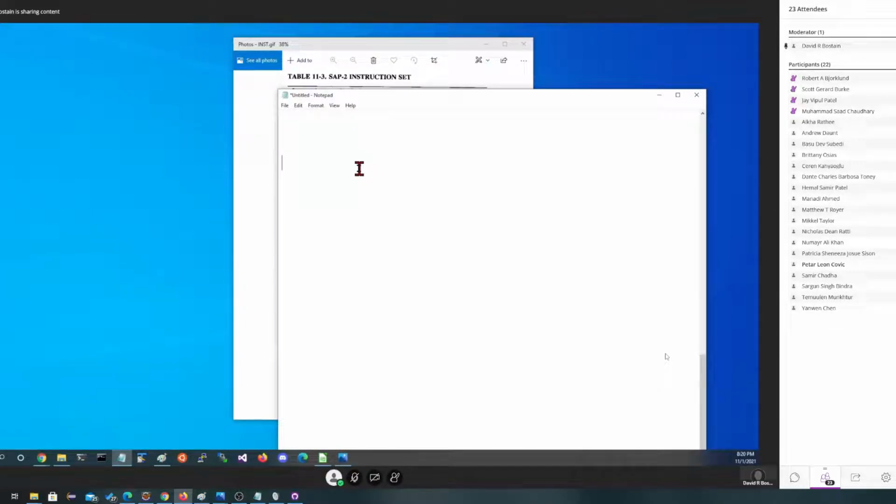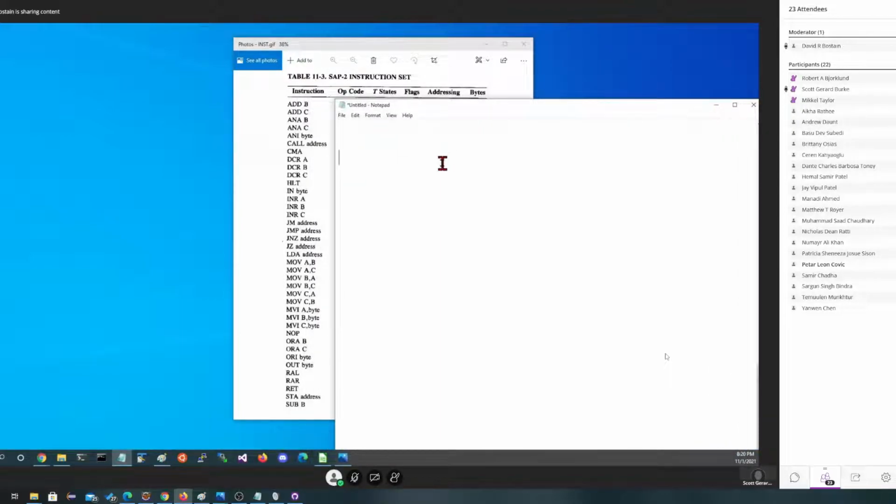Okay, Scott, what would you use as your instructions? We could start with the CMA to take the ones complement. Oh, do we have to load the accumulator first, actually? We'd have to load the accumulator first, sure. Okay, so we're going to load the accumulator.